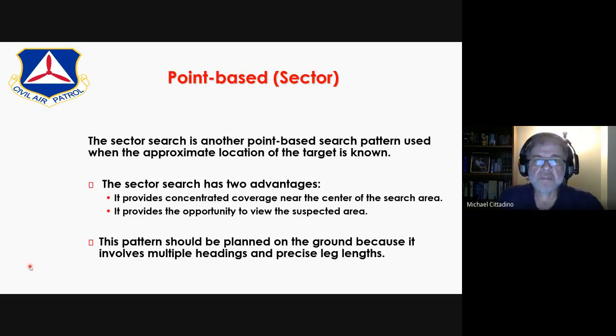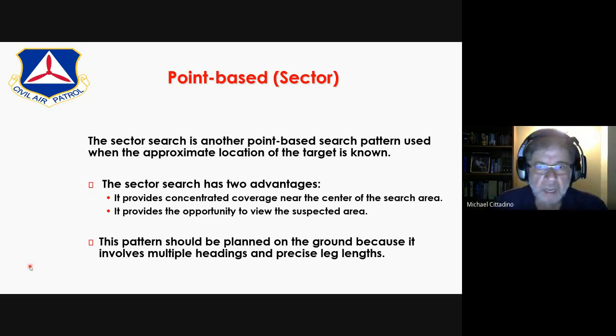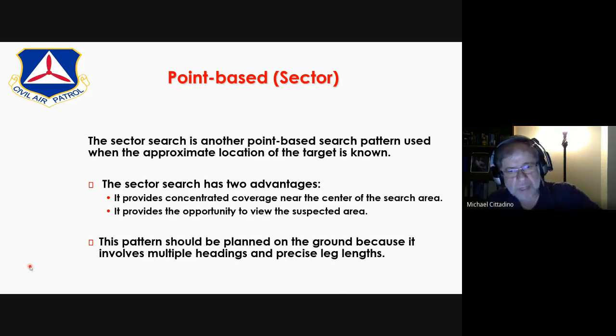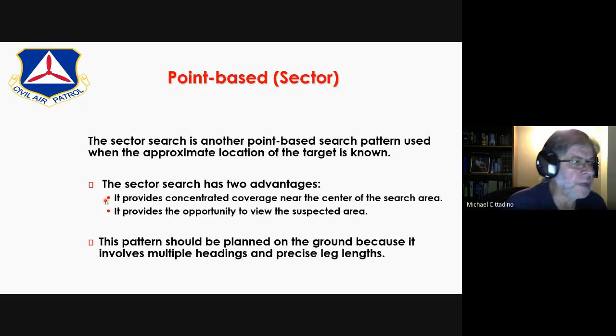Finally, the next point-based search is what we call a sector search, which is largely a search around a point. It has some advantages over the expanding square in that it provides some concentrated coverage near the center of the search area because we're going to constantly be flying over that. The expanding square, you start at the point and then you keep moving away from it, moving away from it. With the sector search, we're going to keep flying over that point constantly. And again, it provides the opportunity to view the area from different angles.